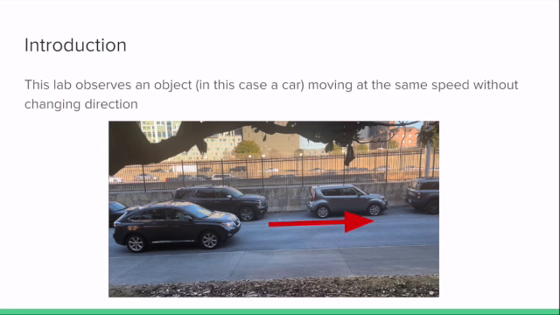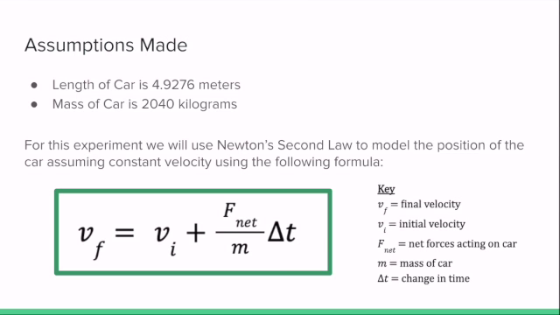In this lab, we will observe an object, in this case a car, moving at the same speed without changing direction. And with this car, we will be making a few assumptions. First of all, the length of the car is 4.9276 meters, and the mass of the car is 2,040 kilograms, and this is based off of the average weight of a Lexus SUV.